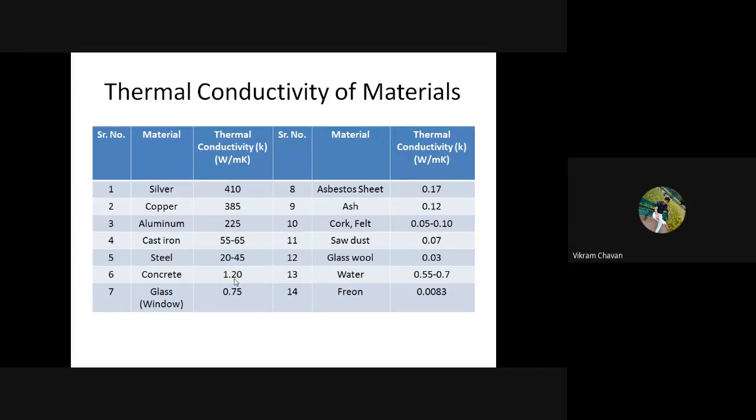Because concrete has less thermal conductivity. Okay, concrete has the less thermal conductivity, so it allows very less amount of heat from the internal space to the external space, or from the external space to the internal space. So that is the importance of thermal conductivity.